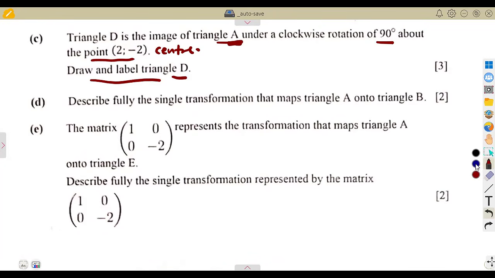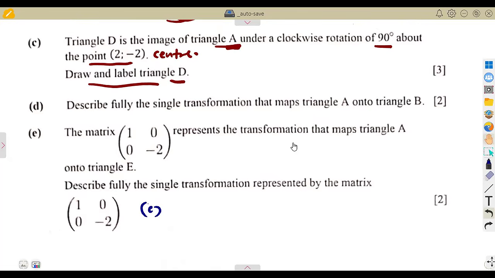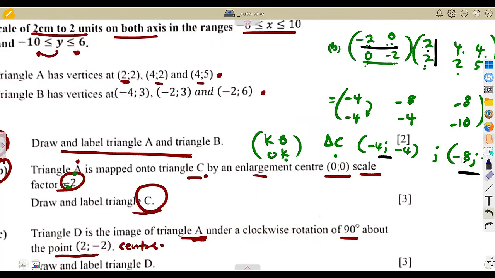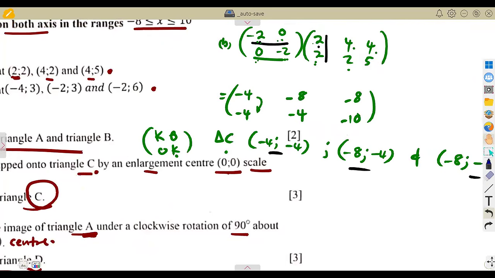So again, we can use our matrix method, but this time, remember, if you're given the center, the first thing is to subtract the center from the coordinates of the object, which is our triangle A. So this part as it was, we're just going to repeat this matrix of triangle A as it was. Well, let me just do it here.